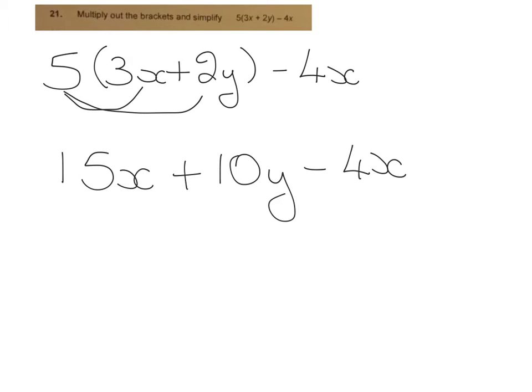Now we need to gather our like terms, for we're looking for things that are the same. I have 15x and I have to take away 4x. So that gives me 11x. There's no other y's there, so the 10y stays as it is.